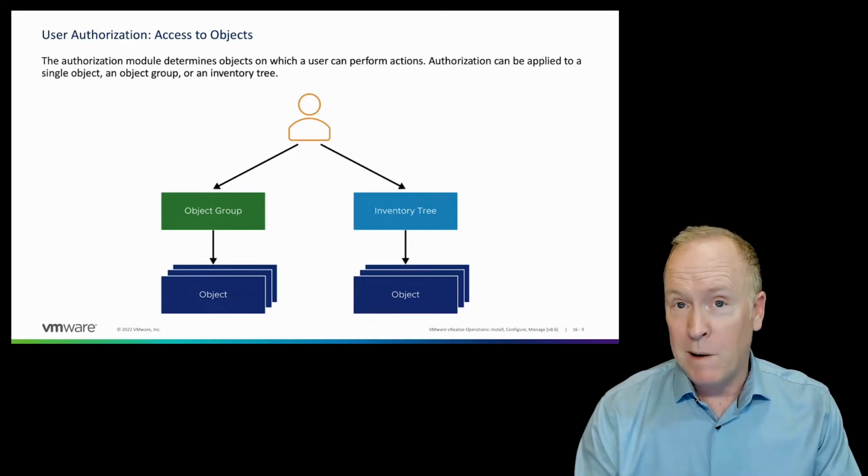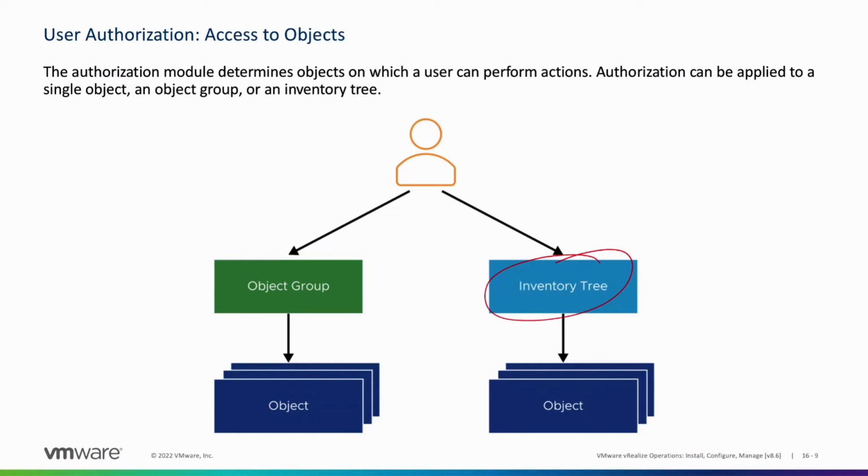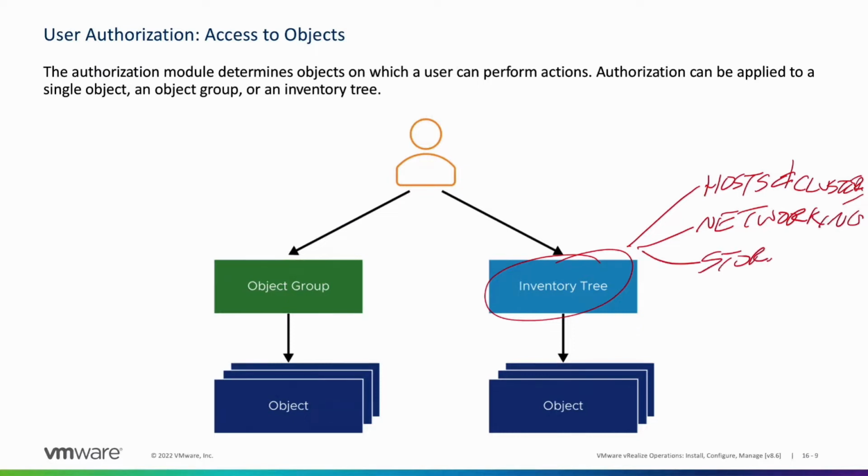Another way that we can specify what objects a user has access to is to use what are known as inventory trees. Each data adapter can define its own inventory tree or trees. For example, the vCenter data adapter has 3 different trees called hosts and clusters, also networking, and storage. If you're a vSphere administrator, this probably sounds a whole lot like the 4 views that you know from the vSphere client. The vSphere client has 4 views called host and clusters, VMs and templates, networking, and storage.